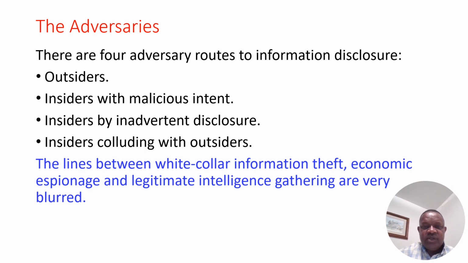The lines between white-collar information theft, economic espionage, and legitimate intelligence gathering are very blurred. These lines are not very clear. You cannot easily differentiate between them. Outsiders, we shall look at in detail. Insiders with malicious intent, we are going to look at in detail. Insiders by inadvertent disclosure, this is a disclosure made unknowingly. We are going to discuss them, and then insiders colluding with outsiders.